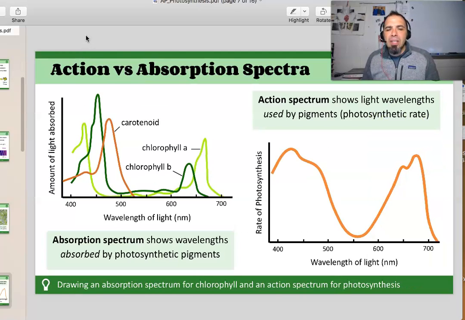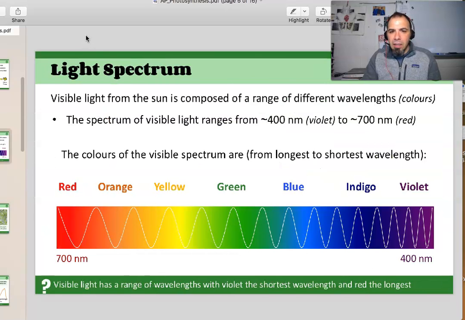And so here's your action versus absorption. If we look at this picture, the absorption spectrum shows wavelength. And so we've got 400, 700, as you can see. If we look at the amount of light absorbed, between that 500 and 600, not much is getting absorbed, right? The action spectrum shows light wavelengths used by pigments, the rate of photosynthesis, again, not so much between that 500 and 600, right? And if we go back, we can see between that 500 and 600 is your green.